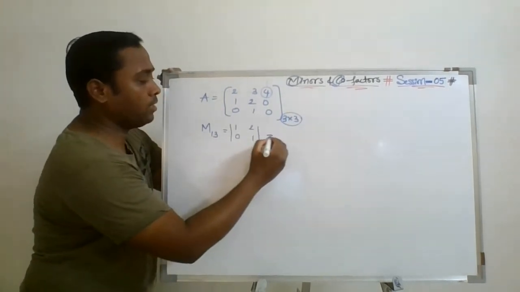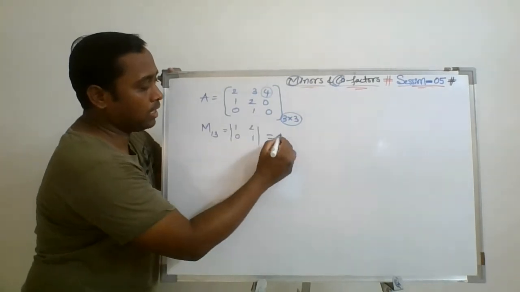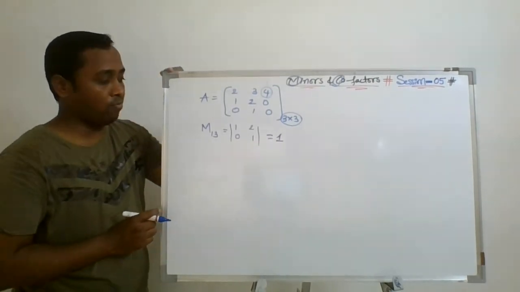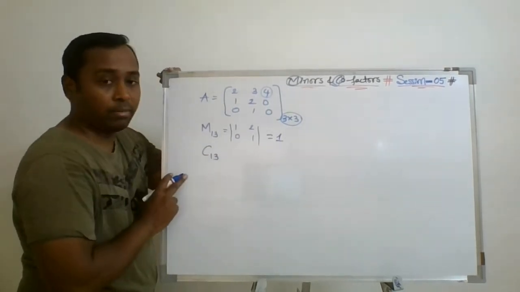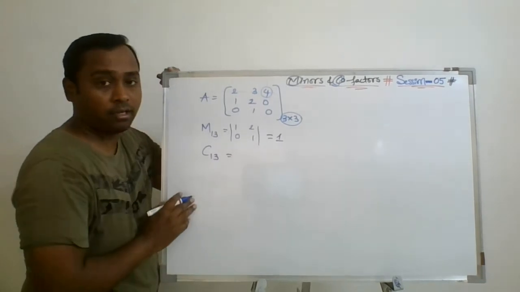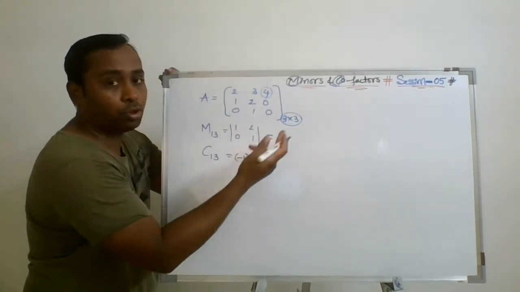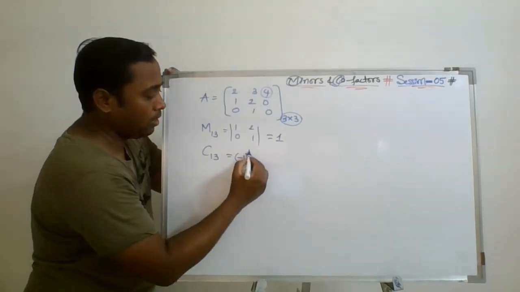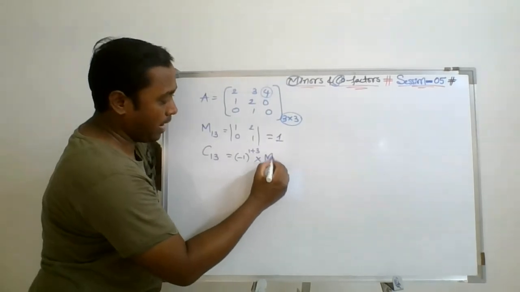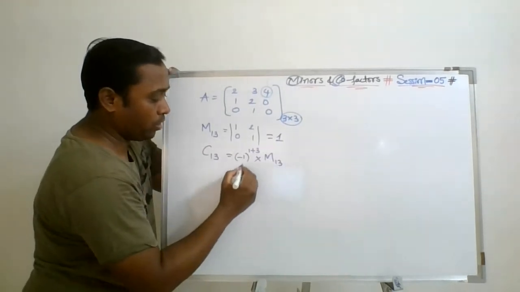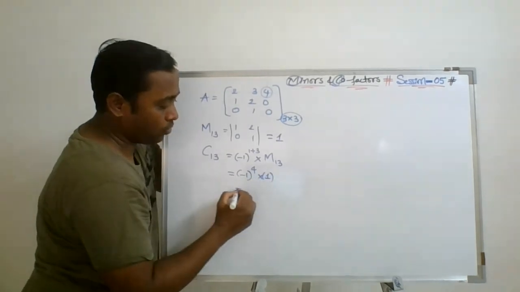Now how to find this? Simply by cross multiplication: 1 minus 0, that is 1. So I got M13. Now I want to find the cofactor of the same element, C13. Simply by multiplying the minor with the position sign. What is the position sign of C13? Minus 1 to the power of 1 plus 3 into the minor M13. So it will be minus 1 to the power of 4 into 1. So the answer is 1.